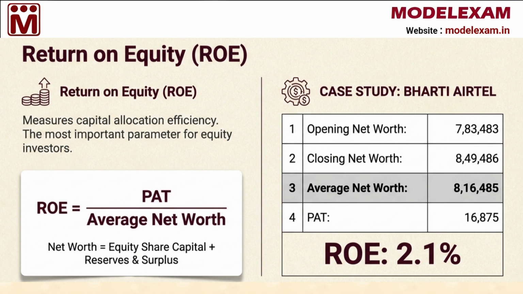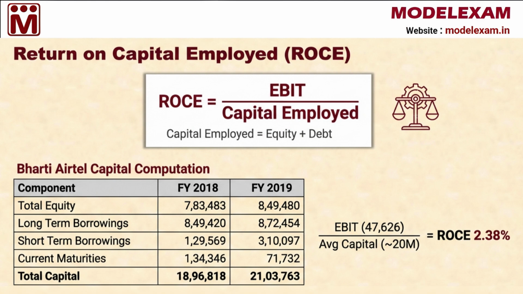16,485. Dividing the profit of 16,875 by this average gives us an ROE of 2.1%. Now, let us look at the return on capital employed or ROCE. This looks at the total capital, which includes both equity and debt. The formula is EBIT divided by average capital employed.